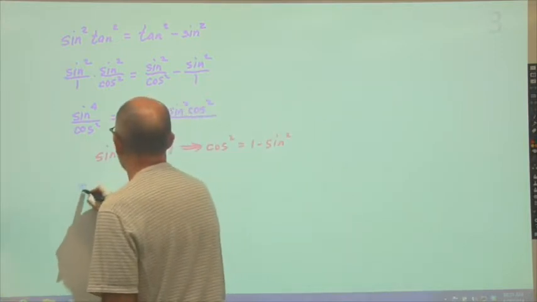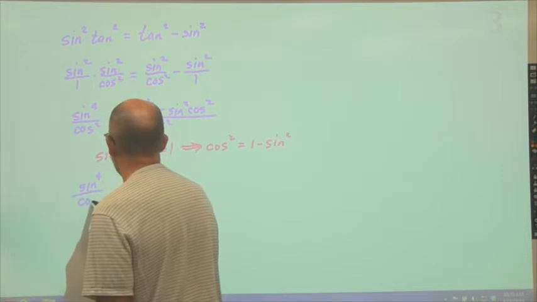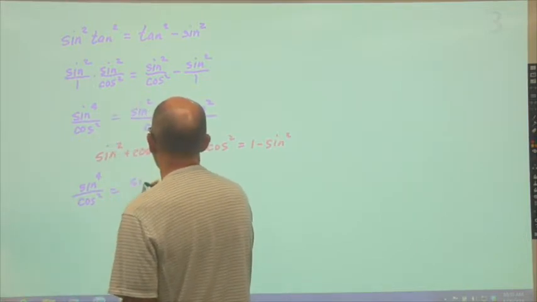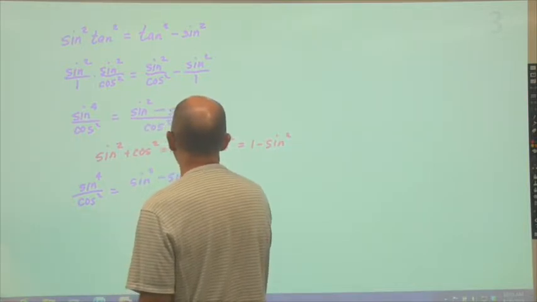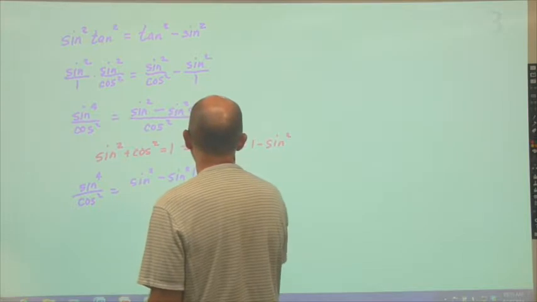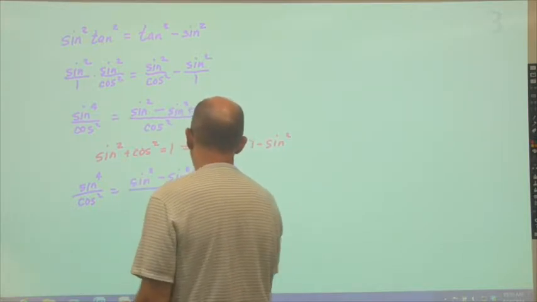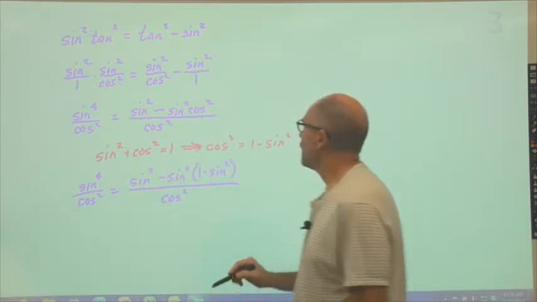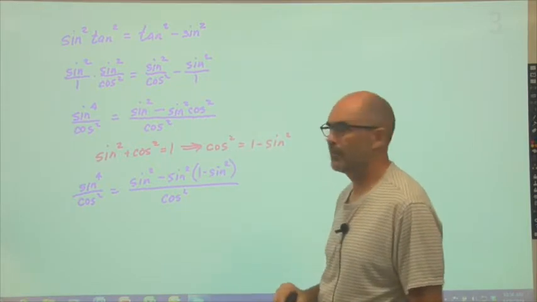So sine to the fourth over cosine squared equals sine squared minus sine squared times 1 minus sine squared, all over cosine squared. Notice all I did was change my cosine squared into a 1 minus sine squared.